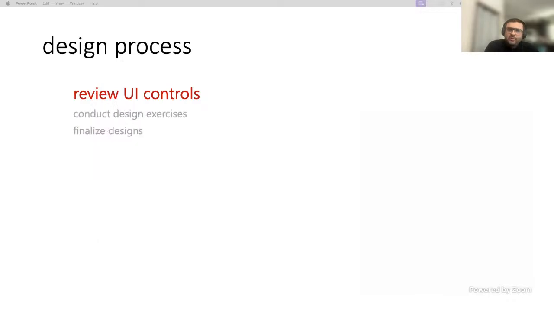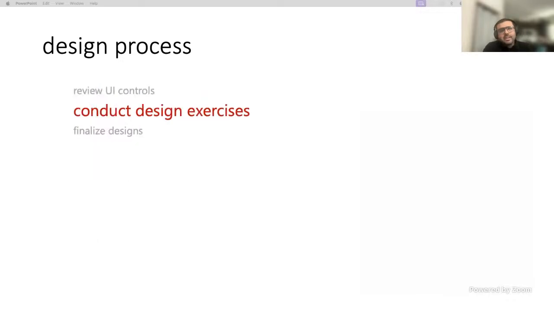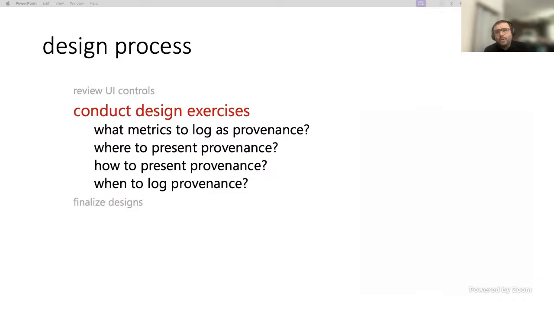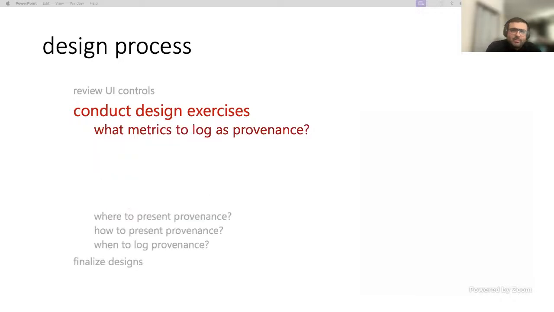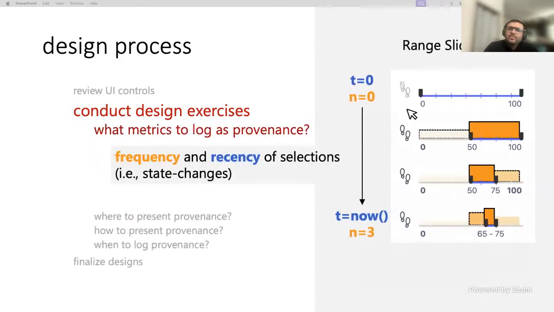So after this review of UI controls, we conducted design exercises, wherein we explored what metrics to log as provenance and when, and where and how to present them. First up, what? So we chose to track and visualize two metrics, the frequency and recency of selections, because of their utility and relevance to provenance tracking and also effective visual encoding.